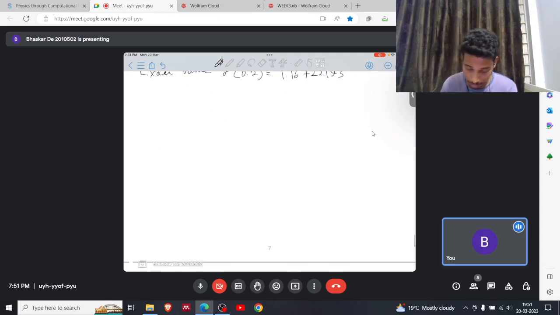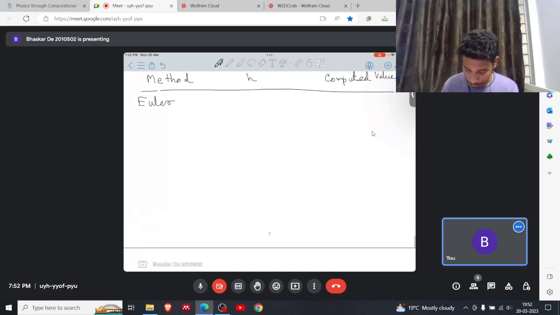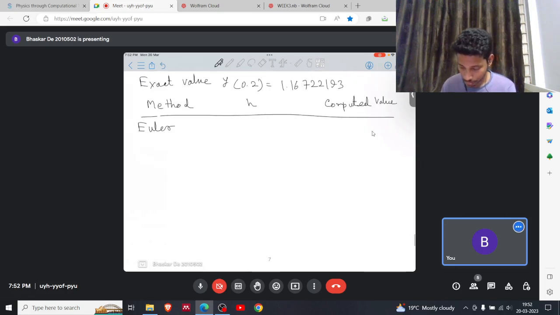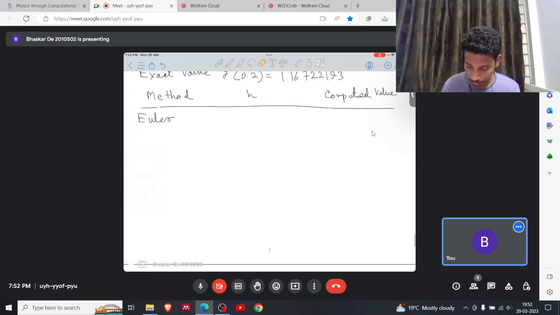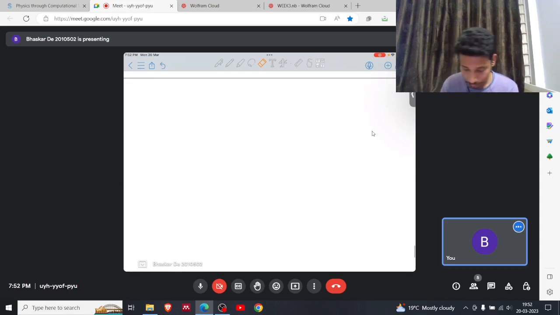Now here I will show a table: method, value of h, computed value.